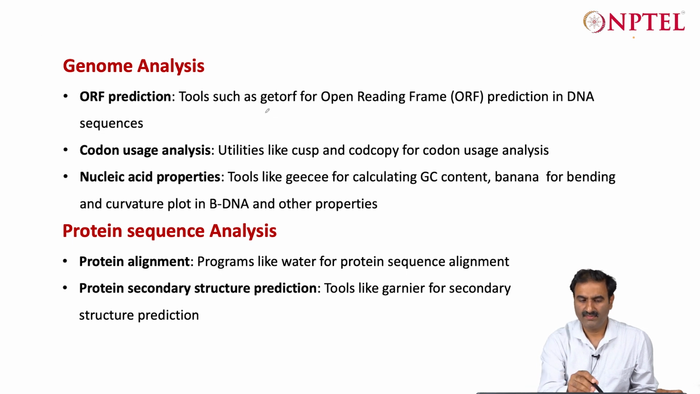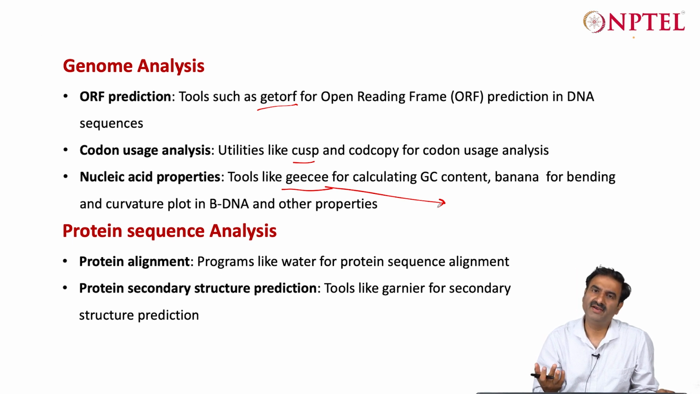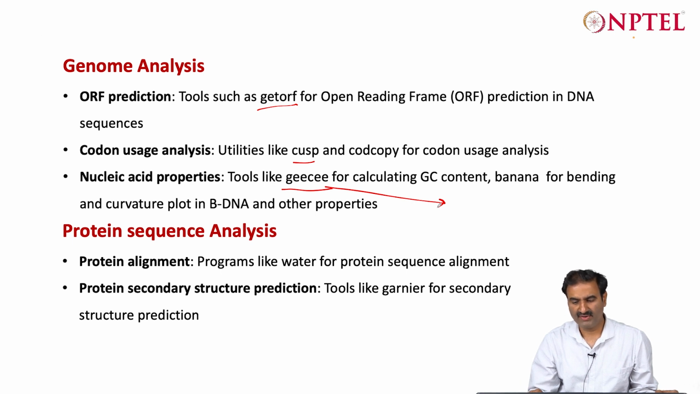ORF prediction, codon usage calculations, finding nucleic acid properties like GC. This is one of the useful programs. Like you have a nucleotide sequence, you found a new genome, and you want to calculate the GC content. So just say the program name and the genome file name, and it will tell you the GC composition, all the As, Ts, Gs and Cs in that. And also for plotting. So basically these are very useful programs for basic analysis.